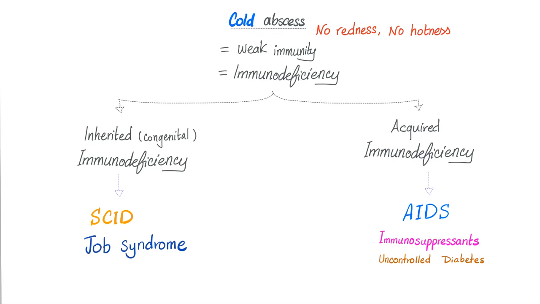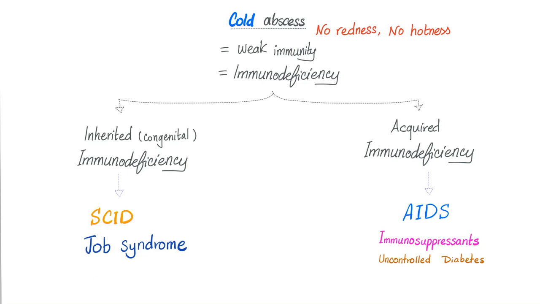What is a cold abscess? It's an abscess with no redness, no hotness, which means my immunity is weak, which means I have immunodeficiency. What kind of immunodeficiency? It could be inherited, it could be acquired. Here is a clinical pearl for you. Autoimmune diseases in general are more common in females, but immunodeficiency diseases, whether inherited or acquired, are more common in males.